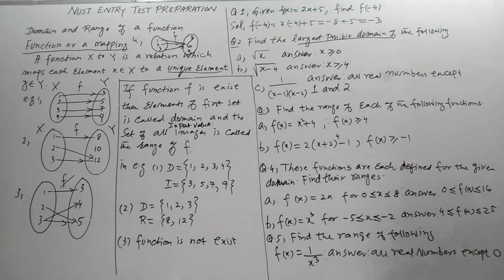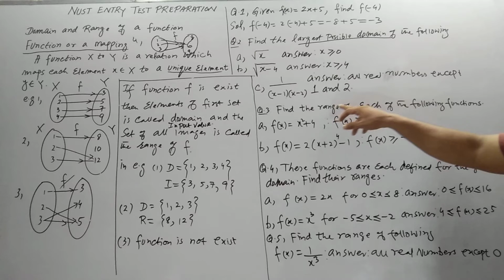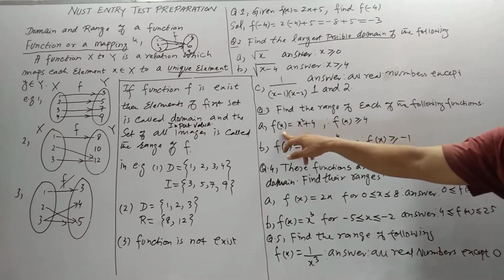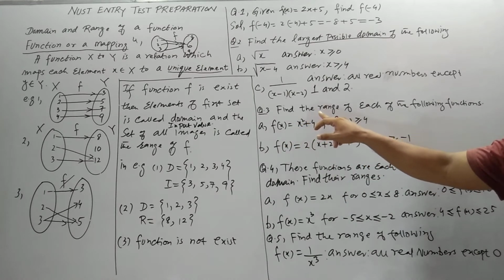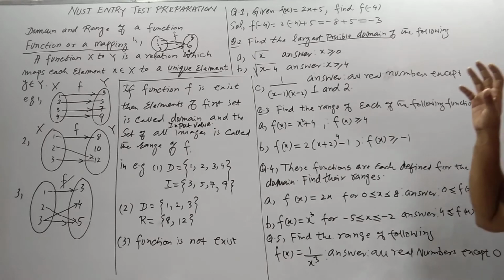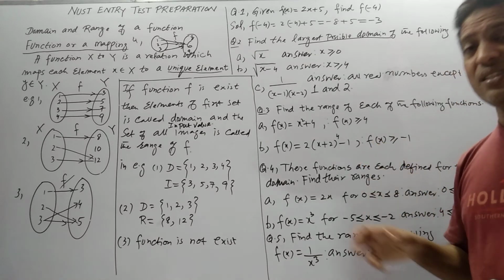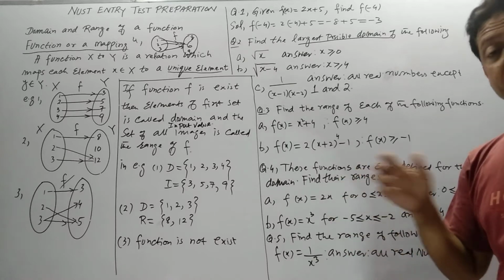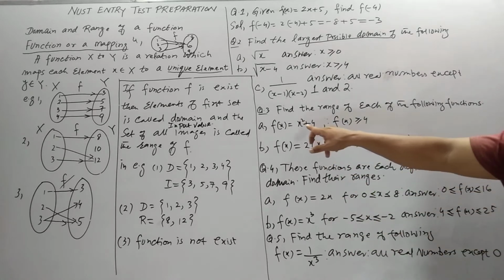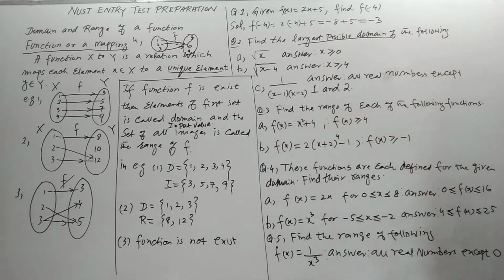Now, come to question number 3. Find the range of each of the following functions. Part A: f(x) is equal to x squared plus 4. The domain means the input value. The range means the output value. What should I put over here to get the value of f(x)?